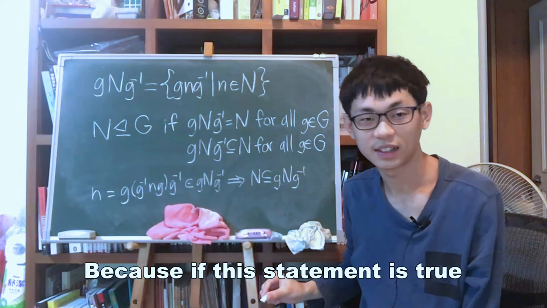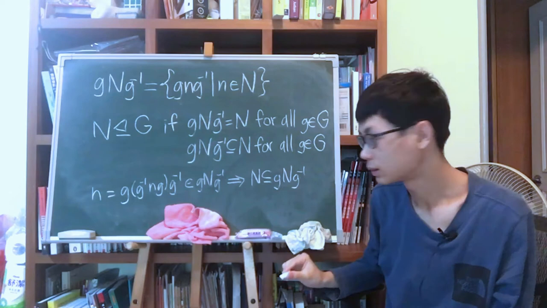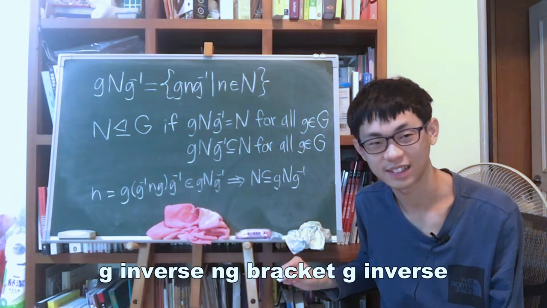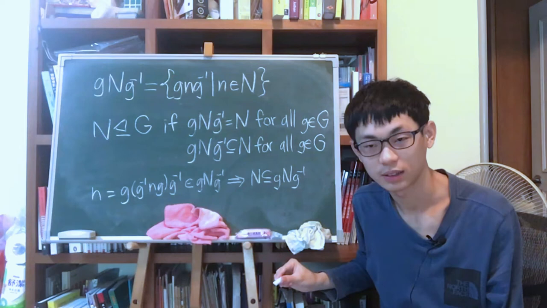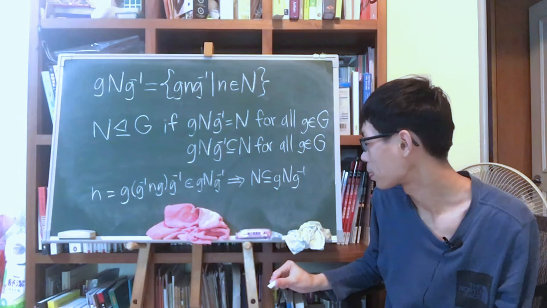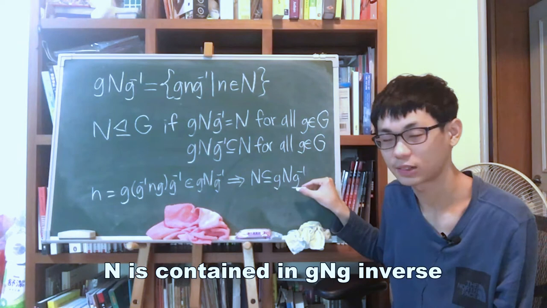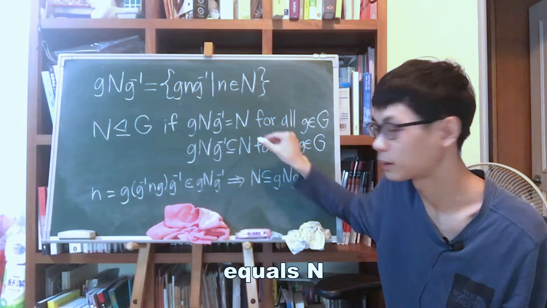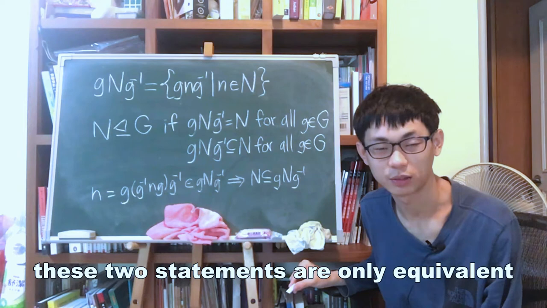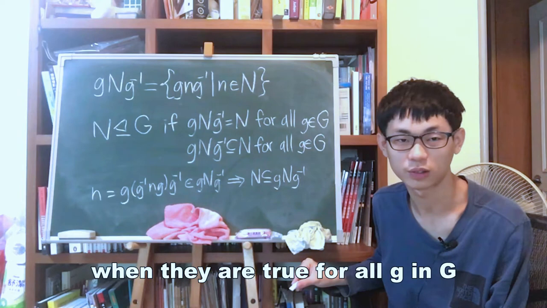Because if this statement is true, then given g in G, for all n in N, n equals g(g inverse n g)g inverse. And since g inverse n g, the conjugate of n by g inverse, is in N, n is in gNg inverse, implying that N is contained in gNg inverse. So gNg inverse equals N for all g in G, and N is a normal subgroup of G. Note that these two statements are only equivalent when they are true for all g in G.